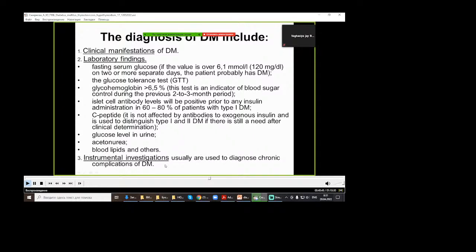And we use instrumental methods to estimate the complications of diabetes mellitus. For example, if the patient has ischemic heart disease, we may use ECG or heart ultrasound. If the patient has nephropathy, we will use ultrasound of the abdomen and kidneys. We will use glomerular filtration rate calculation and detection of creatinine and urea, and so on.